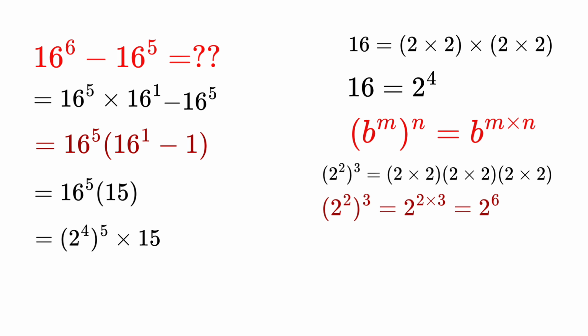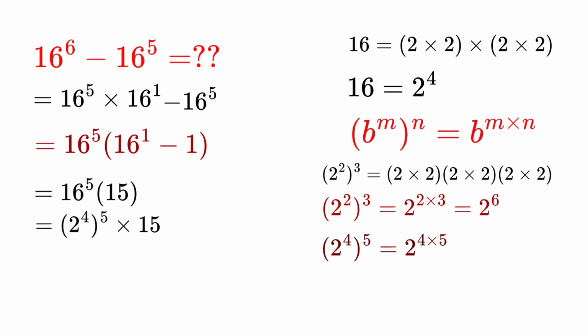Now, applying this rule to our problem, 2 raised to the power of 4 whole power 5 equals 2 raised to the power of 4 times 5. Let me calculate that exponent. 4 times 5 equals 20. Therefore, 2 raised to the power of 4 whole power 5 equals 2 to the power of 20.